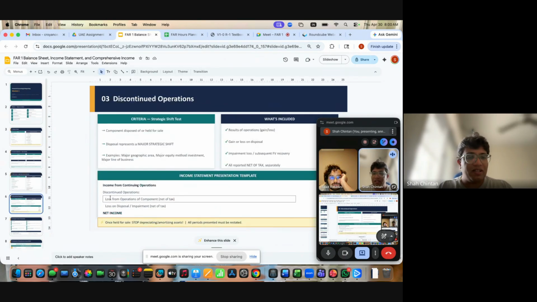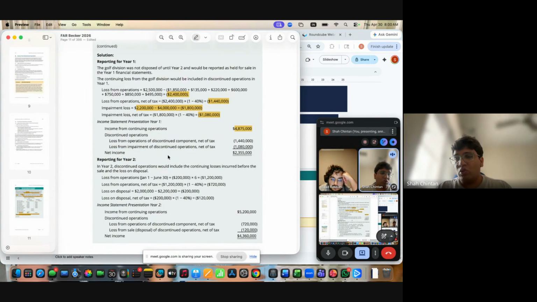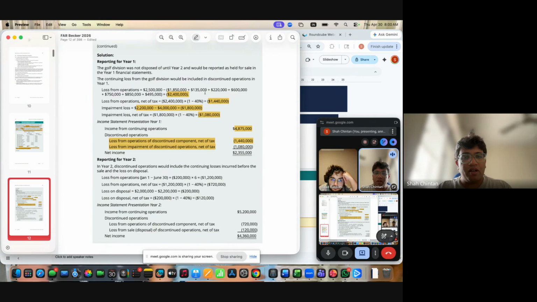Discontinuing operation में हम तीन चीजें दिखाते हैं: loss on operations, loss on disposal and impairment loss. अब हमारा फर्स्ट ईयर में डिस्पोजल तो हुआ नहीं था, so there is a loss on operations. So loss on operation हमने कैलकुलेट किया 1.4 million just now. So this 1.4 million is coming from here. इम्पेयरमेंट लॉस हमने अभी कैलकुलेट किया 1.08 मिलियन. So your discontinuing operation is showing two losses, 1.4 million and 1.08 million. And your total net income is 4.8 million minus 1.4 million minus 1.08 million. So 2.3 million is your total net income for the year. This is year 1. अब year 2 में क्या बोला है?